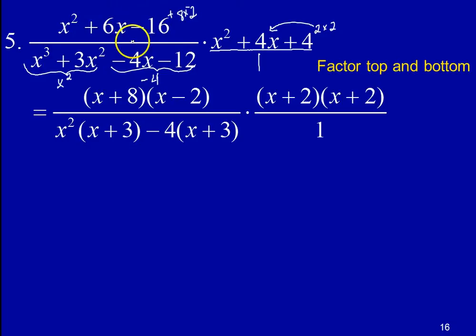So up here on the top, we said we have an x plus 8 and an x minus 2. Over here, we have x plus 2, x plus 2. Down here, we're starting our grouping. So I took out an x squared, leaving me with x plus 3. Right here, I took out a negative 4, leaving me with positive x. And negative 12 divided by negative 4 is a positive 3.